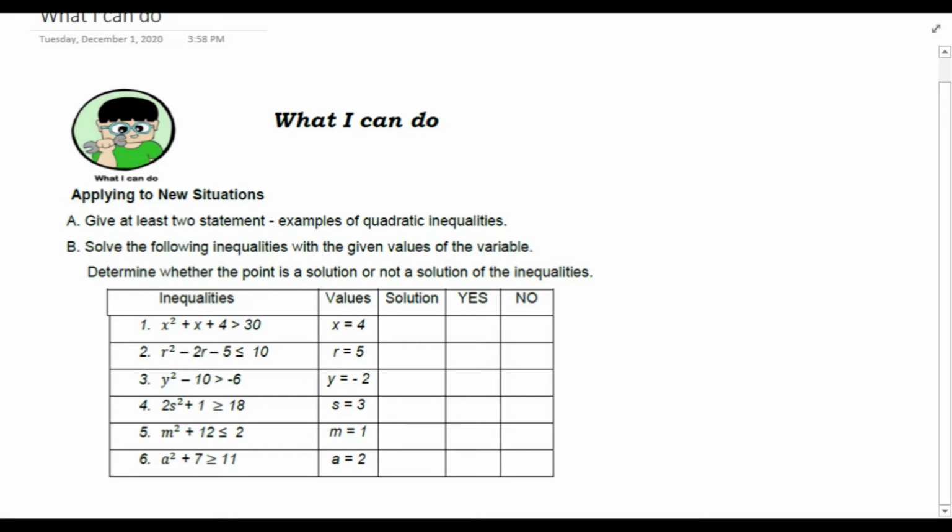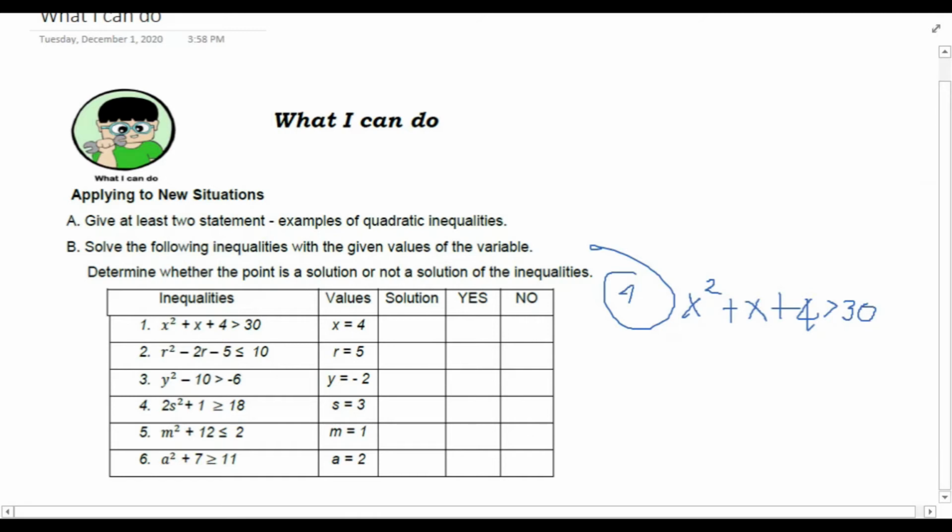What do you think? Is it a solution or not? The quadratic inequality is x squared plus x plus 4 is greater than 30. So what we're going to do is substitute the value of x into the inequality. The value of x is 4, so x equals 4. Okay, so we will solve number 1. x squared plus x plus 4 is greater than 30. And then we will change our x to 4. We will substitute the value of x.